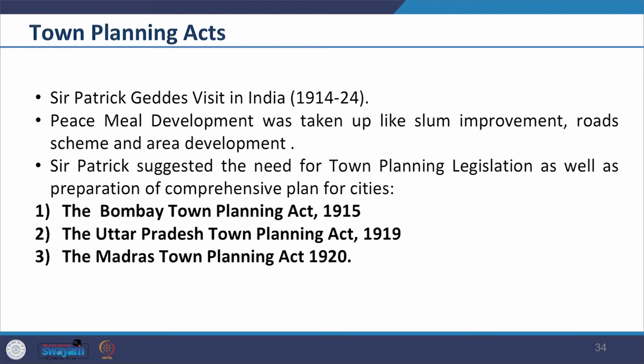Till this time, we see in our context that piecemeal development was taken up, like slum improvement, then road schemes and then area development. So a piecemeal approach was adopted. It was Sir Patrick's suggestion that we should go for a comprehensive plan for cities. He emphasized that there is a need for town planning legislation. Following this, we see the Bombay Town Planning Act came in 1915. The Uttar Pradesh Town Planning Act came in 1919. Further, the Madras Town Planning Act came in 1920.